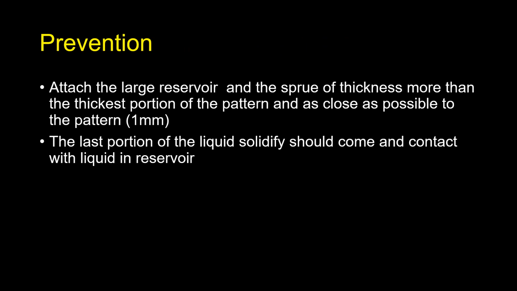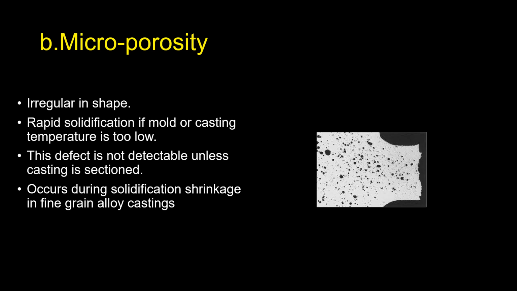How to prevent this localized shrinkage porosity? By attaching a large sprue very close to the pattern, about 1 millimeter from the pattern, and also make the sprue thickness more than the thickest portion of the wax pattern. They also make sure that the liquid solidifying should come in contact with the liquid in the reservoir to prevent localized shrinkage porosity. Second one is microporosity.